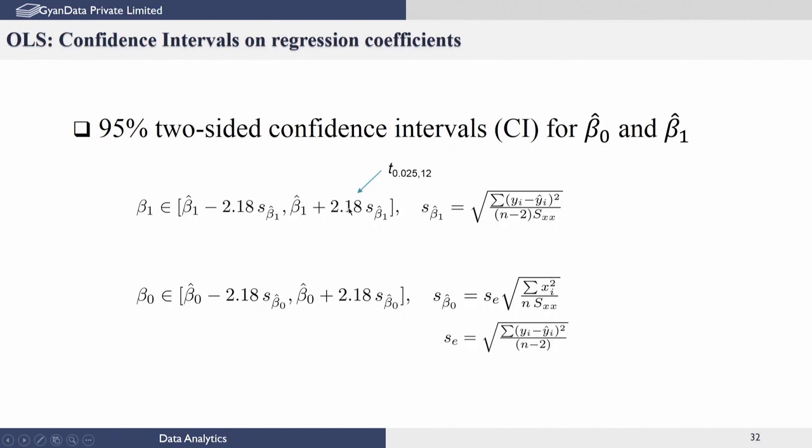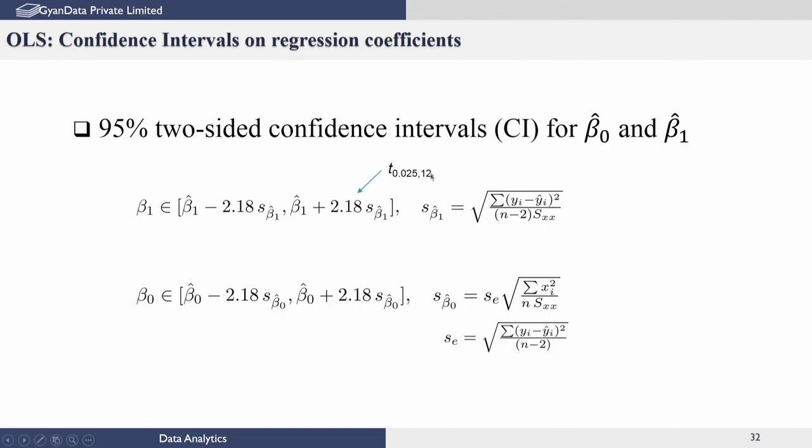This 2.18 is nothing but the 2.5% upper critical value with 12 degrees of freedom. Why 12 degrees of freedom? Because in this particular example we had 14 points and we used 2 of the points for estimating the 2 parameters. So, n minus 2 is the degrees of freedom, which is 12. In general, depending on the number of data points, this value 2.18 will change.